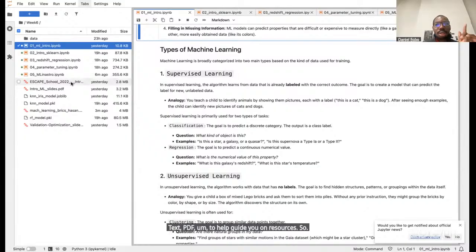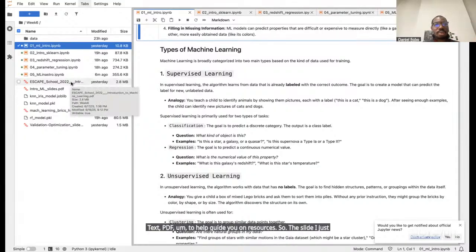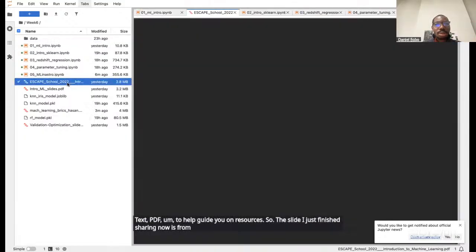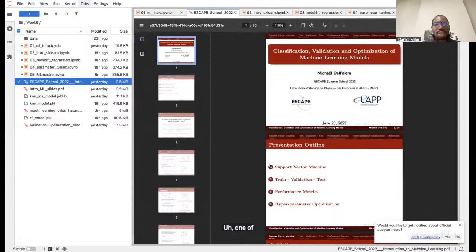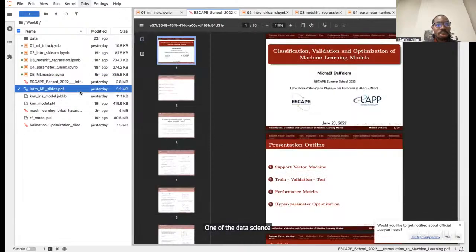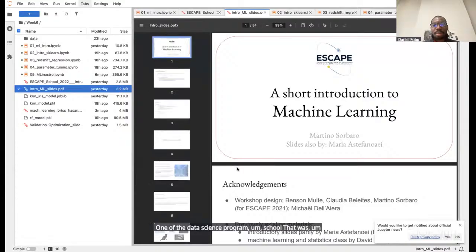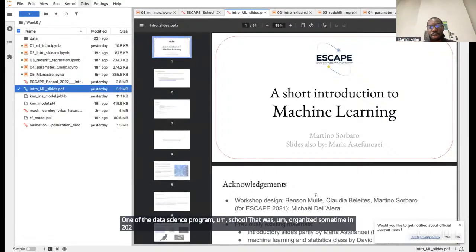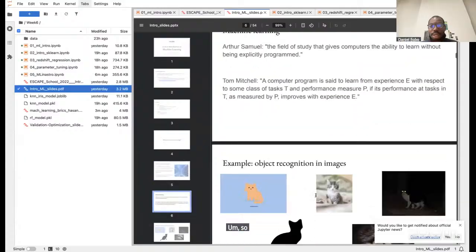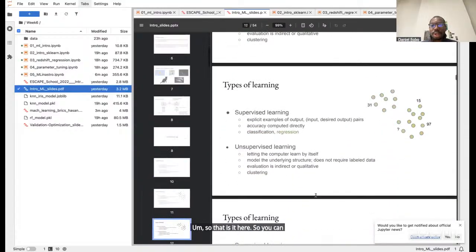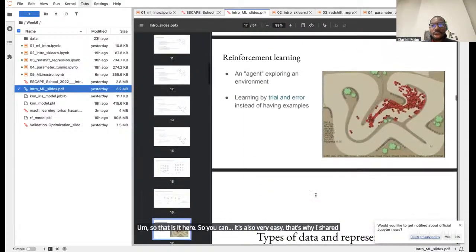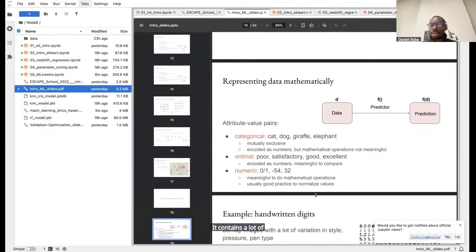The slide I just finished sharing is from Escape School, one of the data science program schools that was organized sometime in 2022. It is very, very rich, and it's also very easy. That's why I shared it with you. It contains a lot of information that is not so complex that you can easily understand. Sometimes it's always good to start with the basics.